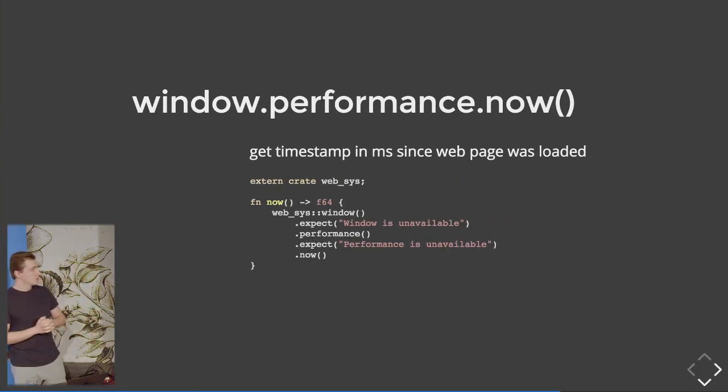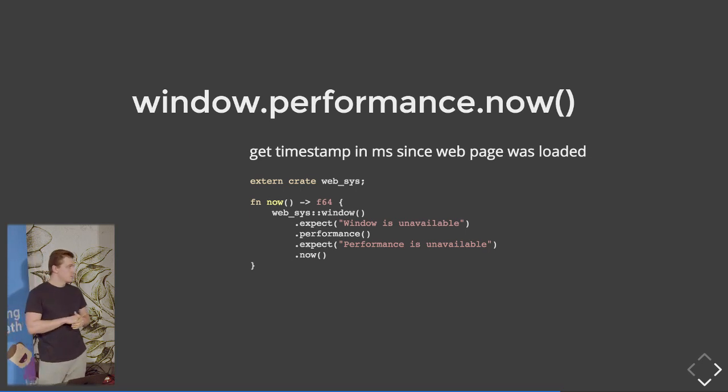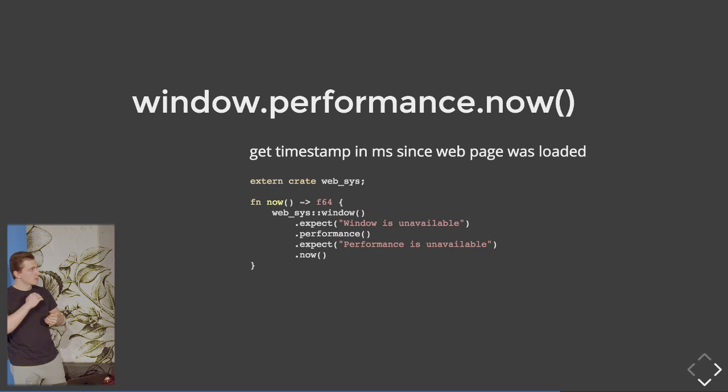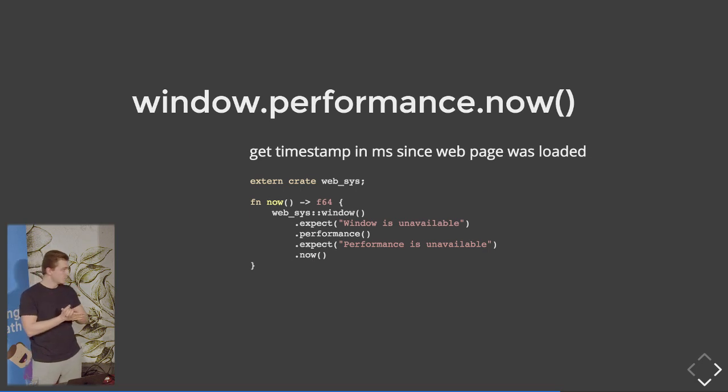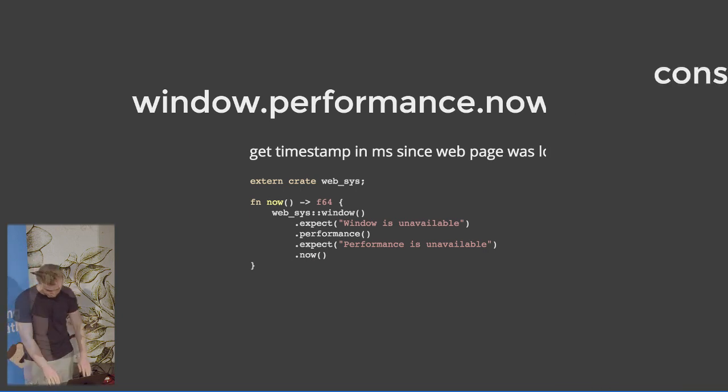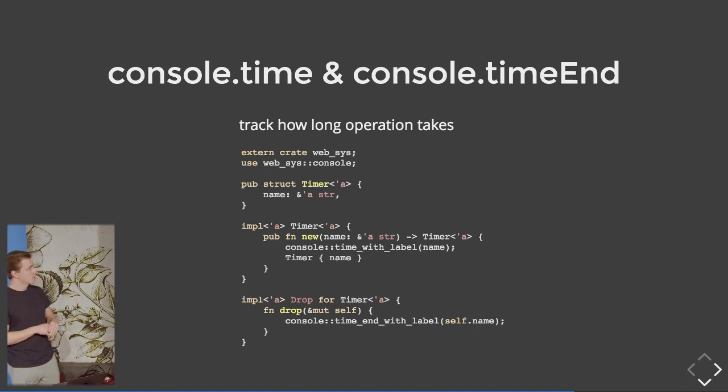Probably you know about the performance.now function. Basically, it returns a timestamp of how much time has passed since the page was loaded. Actually, when I was implementing FPS monitoring, I used this method to track how performant the application is.